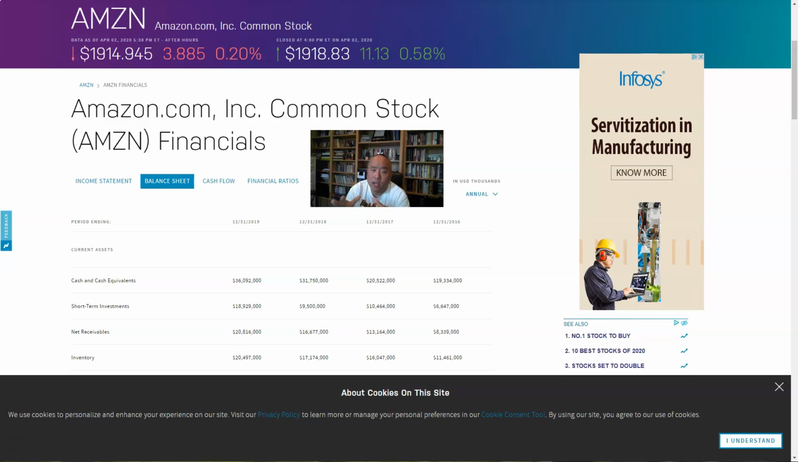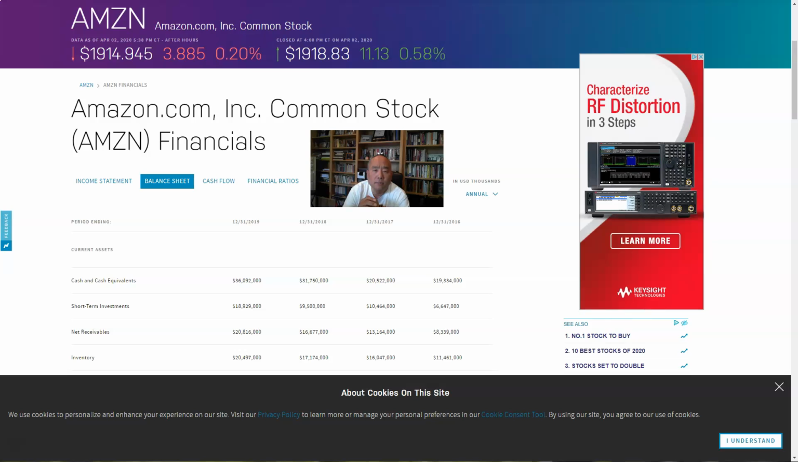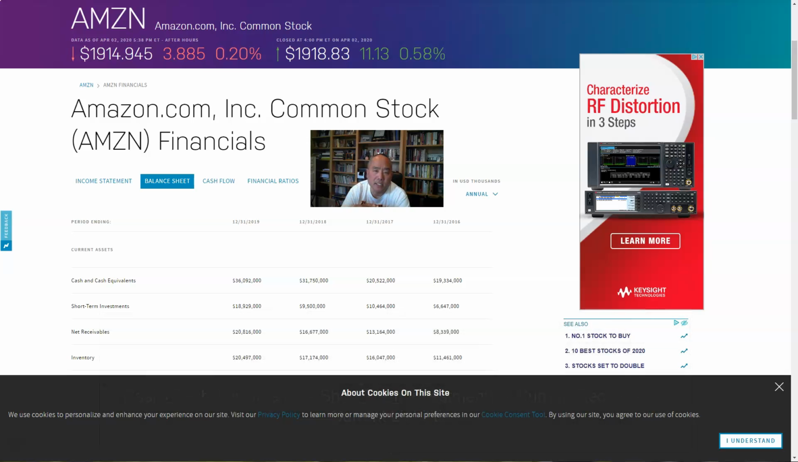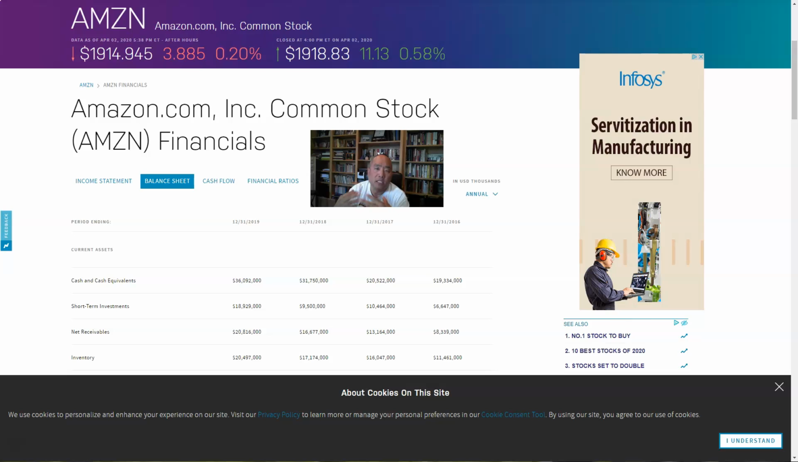So I'm taking a look right now at the Amazon balance sheet found on the NASDAQ website. The first ratio I want to talk to you about is what's called the quick ratio or the acid test ratio. With that, we're looking for our most liquid or most current assets. It's not the total current assets, but things such as your cash equivalents, your short-term investments, and your net receivables.